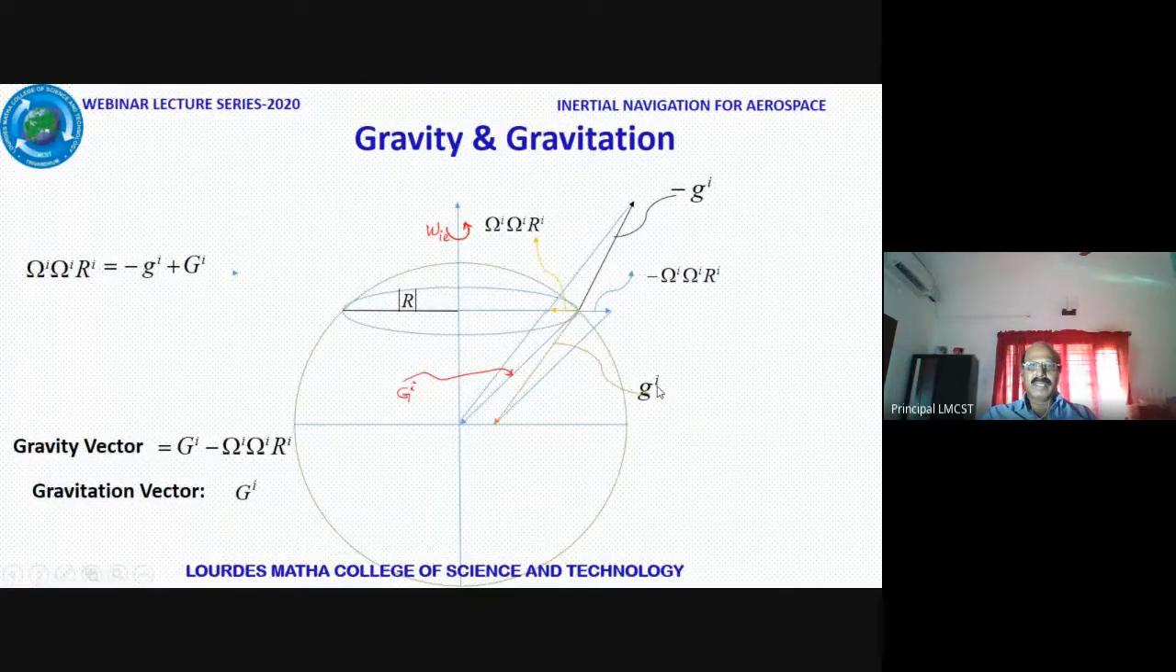Of course, the I is just a matter of preference, maybe for the inertial frame. It could be any other frame also. But physically, this is a vector, the vector sum of these two, centrifugal as well as the gravitation. And that is gravity. And if you call only this one, that is gravitation. That's the difference. Okay, I'll come back.